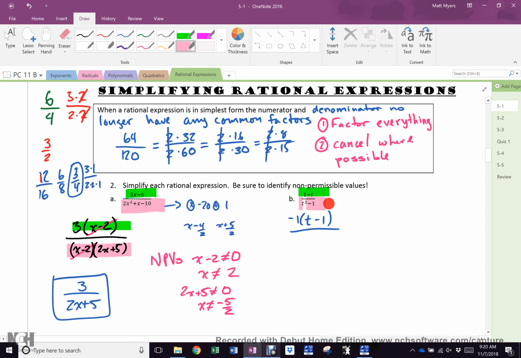Is that a perfect square? Sure it is. We can factor that in our sleep. t plus 1, t minus 1. Now that it's all factored, here is where I do my NPVs. What are they? t plus 1 can't equal 0. t minus 1 can't equal 0. So t can't equal what? Plus or minus 1, right? Everyone's good?